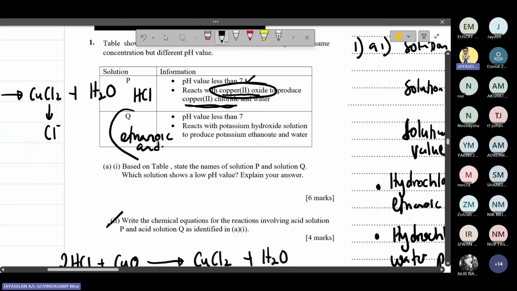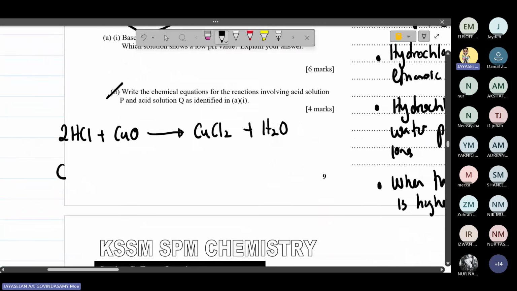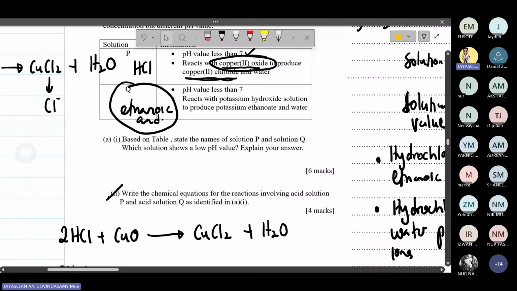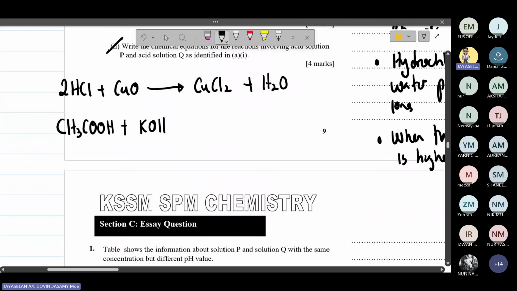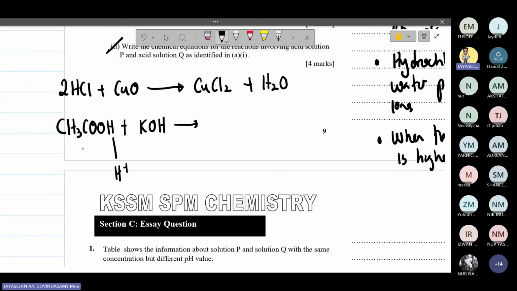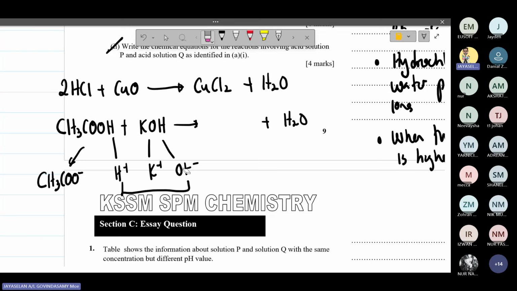Solution Q, ethanoic acid, right? So you put here CH3COOH, ethanoic acid, react with potassium hydroxide. What is the formula of potassium hydroxide? KOH. So what product will you get? This breaks into hydrogen ion, this breaks into CH3COO negative. Here potassium ion, hydroxide ion. So what you do here, join these two, you put water here. Alright, I erase this one.